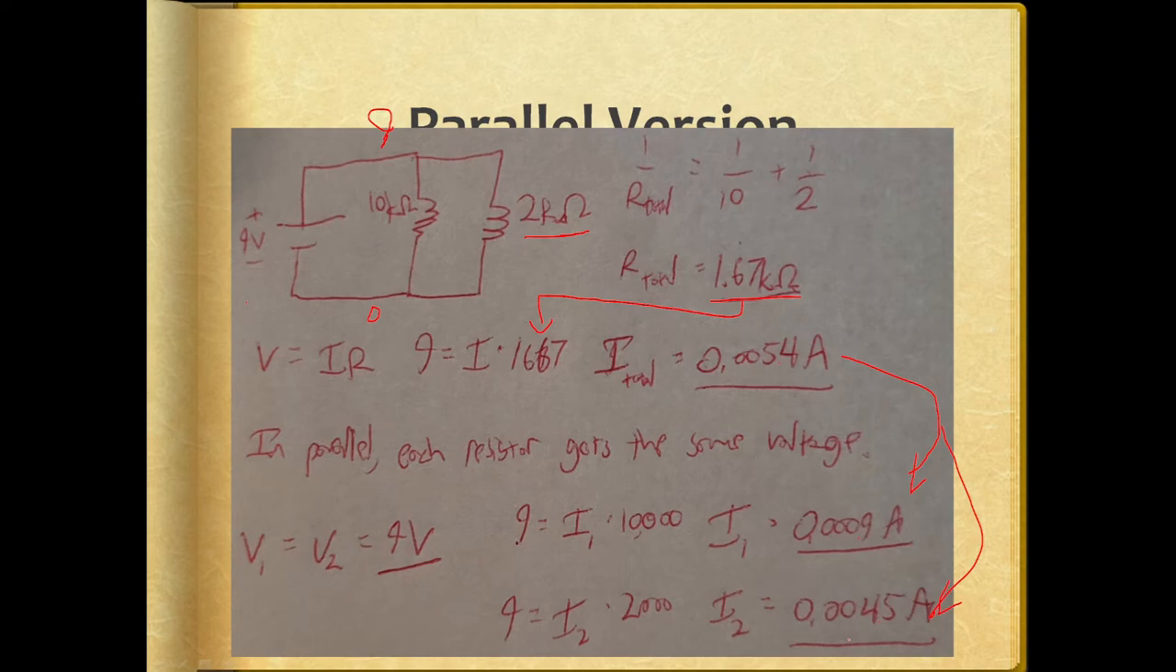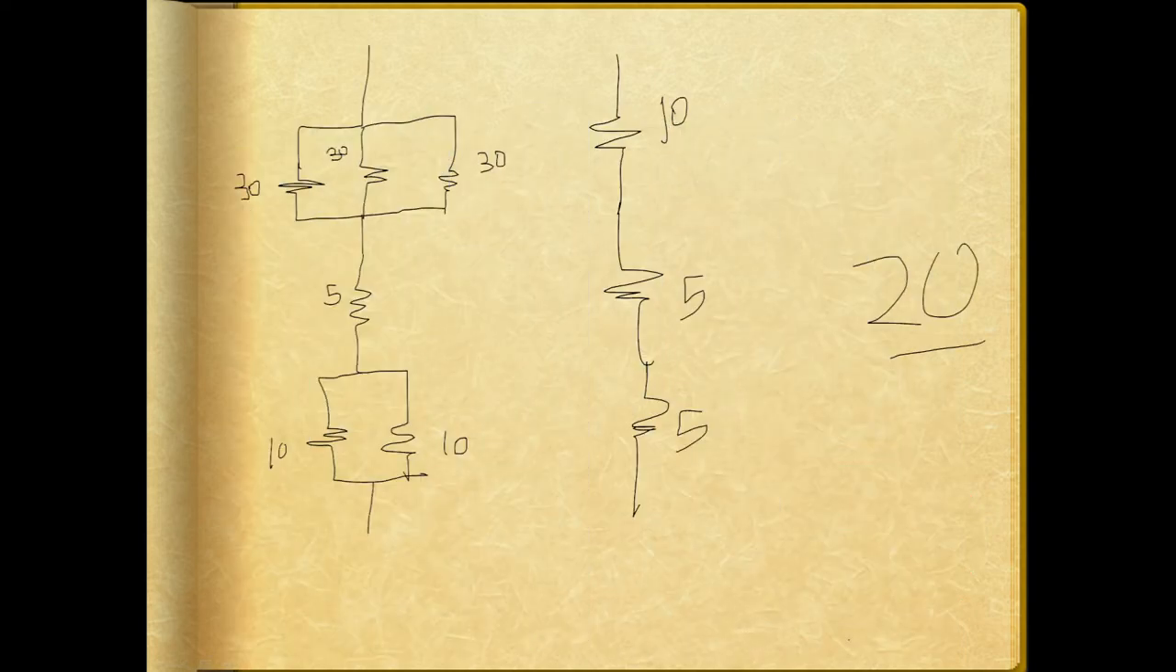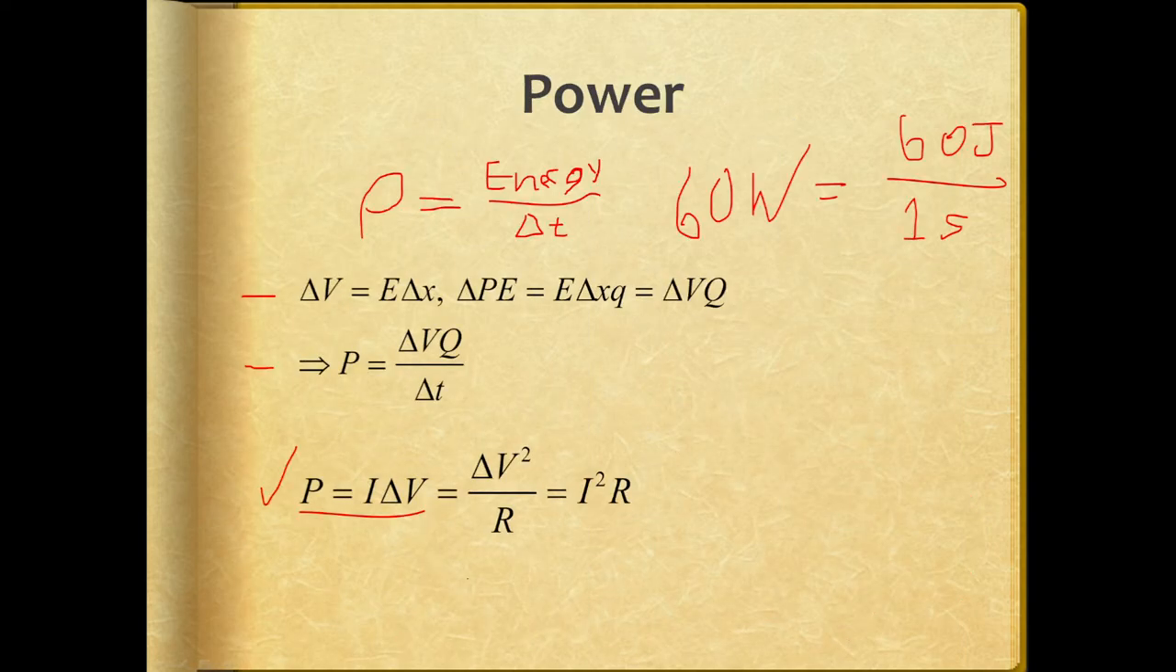So current times voltage drop tells you how much of the system's energy gets absorbed by that particular component every single second. The bigger the voltage drop, the more energy kind of gets eaten up by that specific object, by that specific resistor in the circuit.